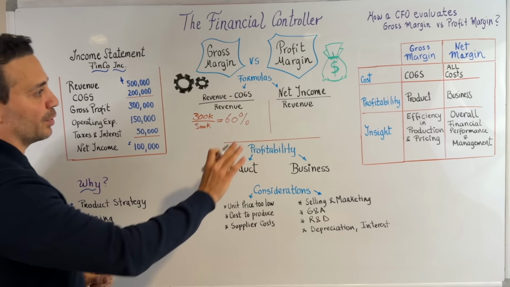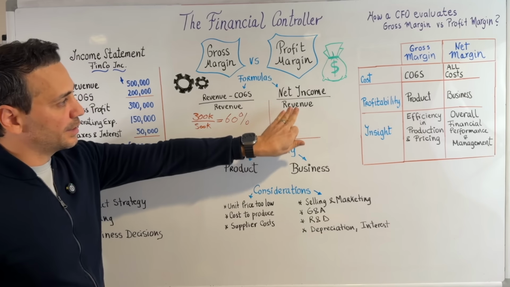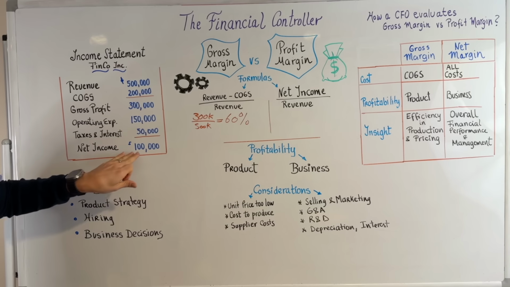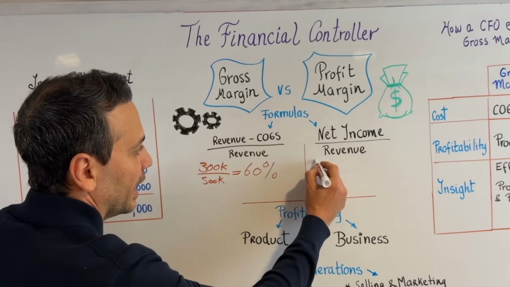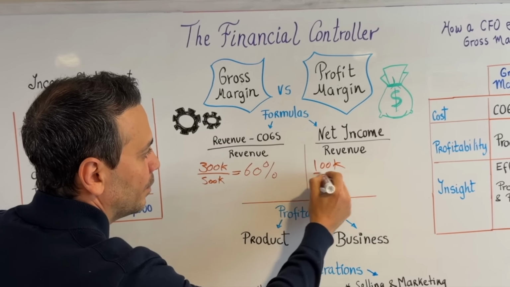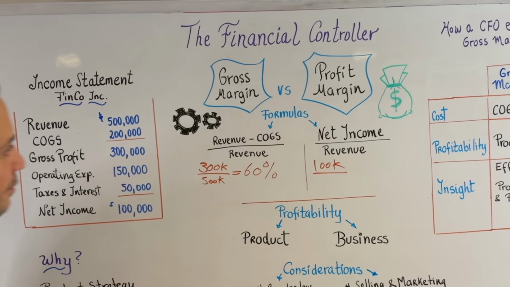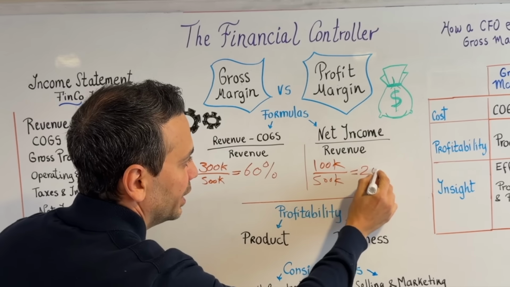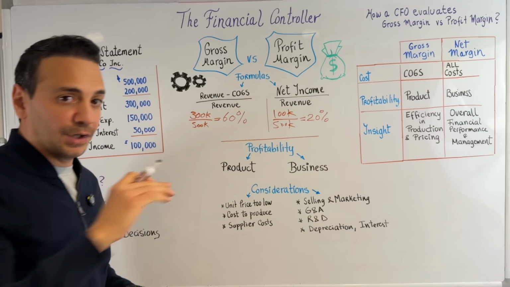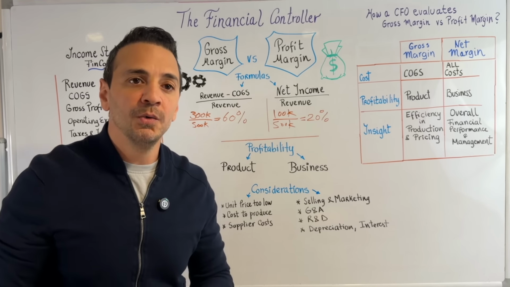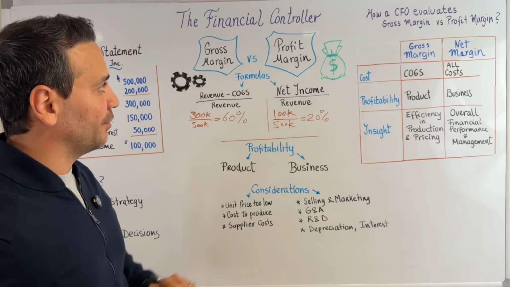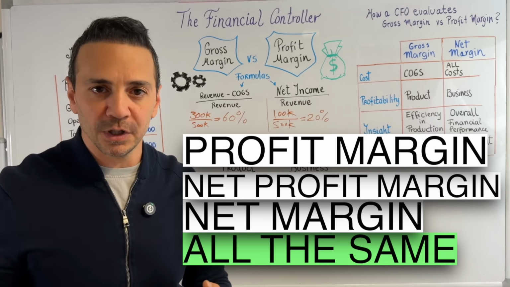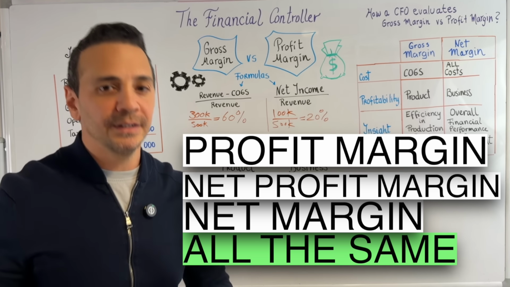Let's go ahead and calculate profit margin. So the profit margin formula is net income divided by revenue. So net income that we have here is $100,000. So we have 100K divided by revenue, 500K, and that equals 20%, which is saying that for every dollar that we sell in revenue, we make 20 cents in net profit. That's why we call it profit margin. Sometimes we call it net profit margin or net margin. Profit margin, net profit margin, the same thing.